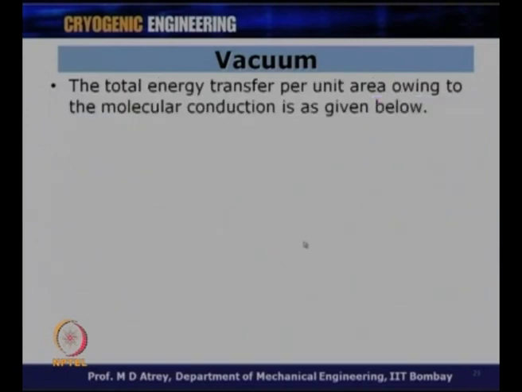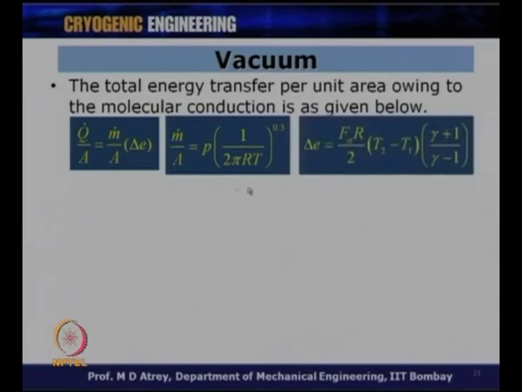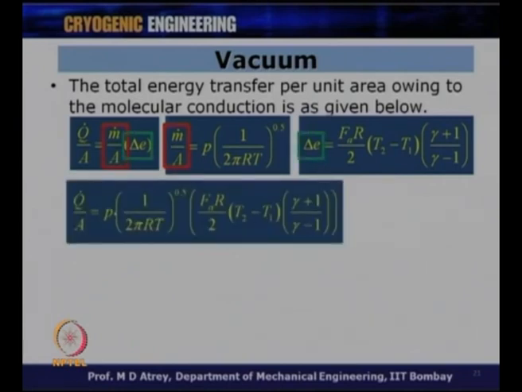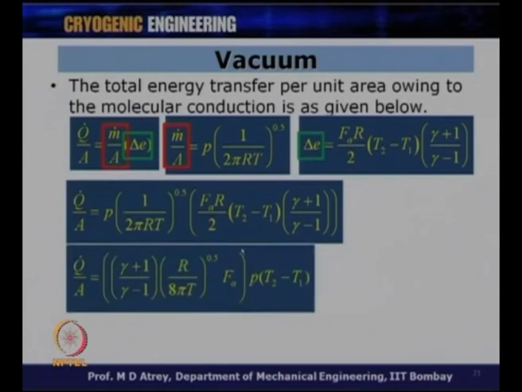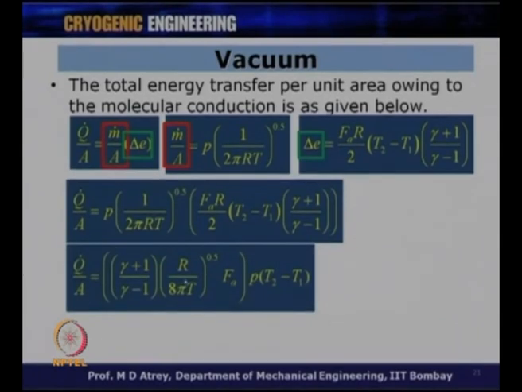Once I get the value of m dot by A, the total energy transfer per unit area owing to molecular conduction is given by Q by A is equal to m dot by A into delta E. I am basically interested in calculating this Q, the amount of heat transfer that is occurring because of molecular conduction. So, what is m dot by A? We have just found it out. What is delta E? We have calculated that. Putting those values, m dot by A is equal to this, delta E is equal to this. Replacing m dot by A by this and delta E by this parameter, I will get an expression for Q by A. All right.